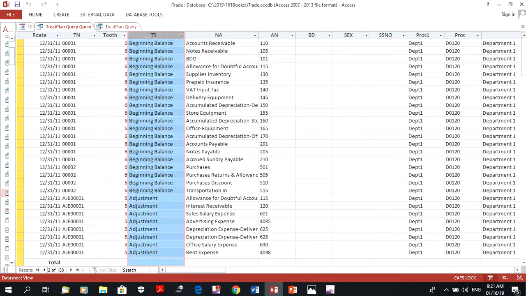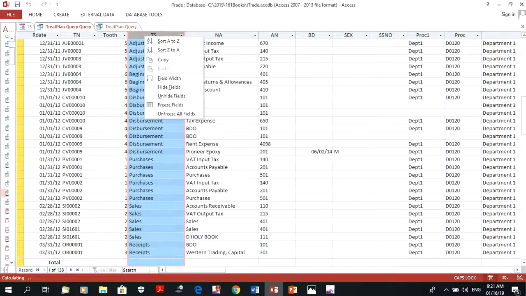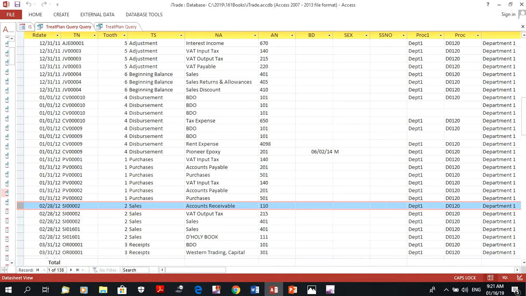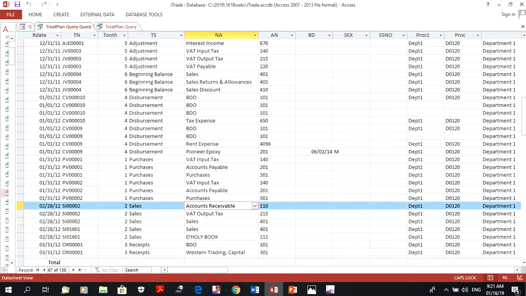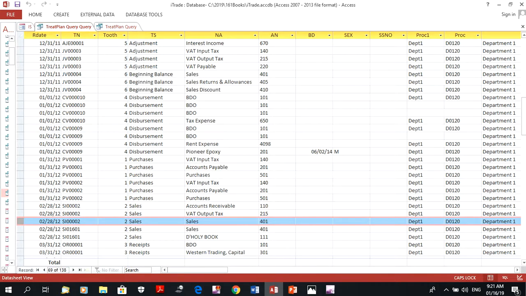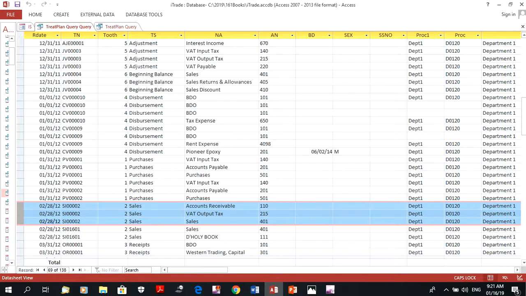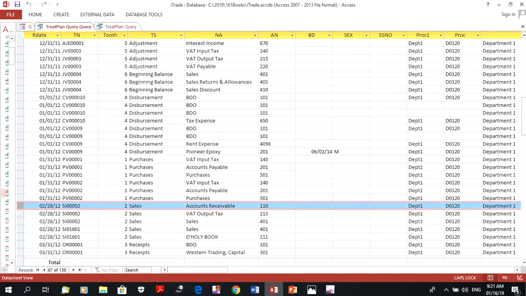Now, for instance, let's say a sales transaction has how many entries? You see, debit AR, credit VAT, credit sales. Okay, so you have 3 entries for a particular sales transaction: debit AR, credit VAT, credit output tax, credit sales. So 2 credit transactions and 1 debit transaction.